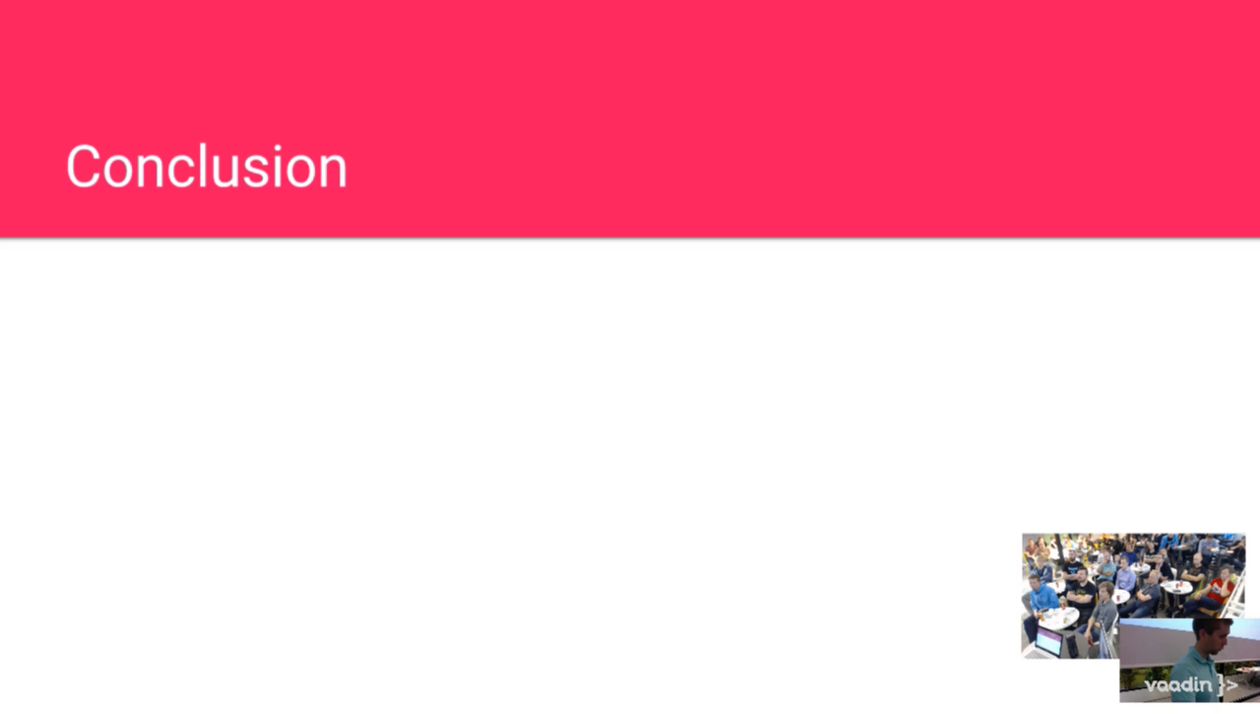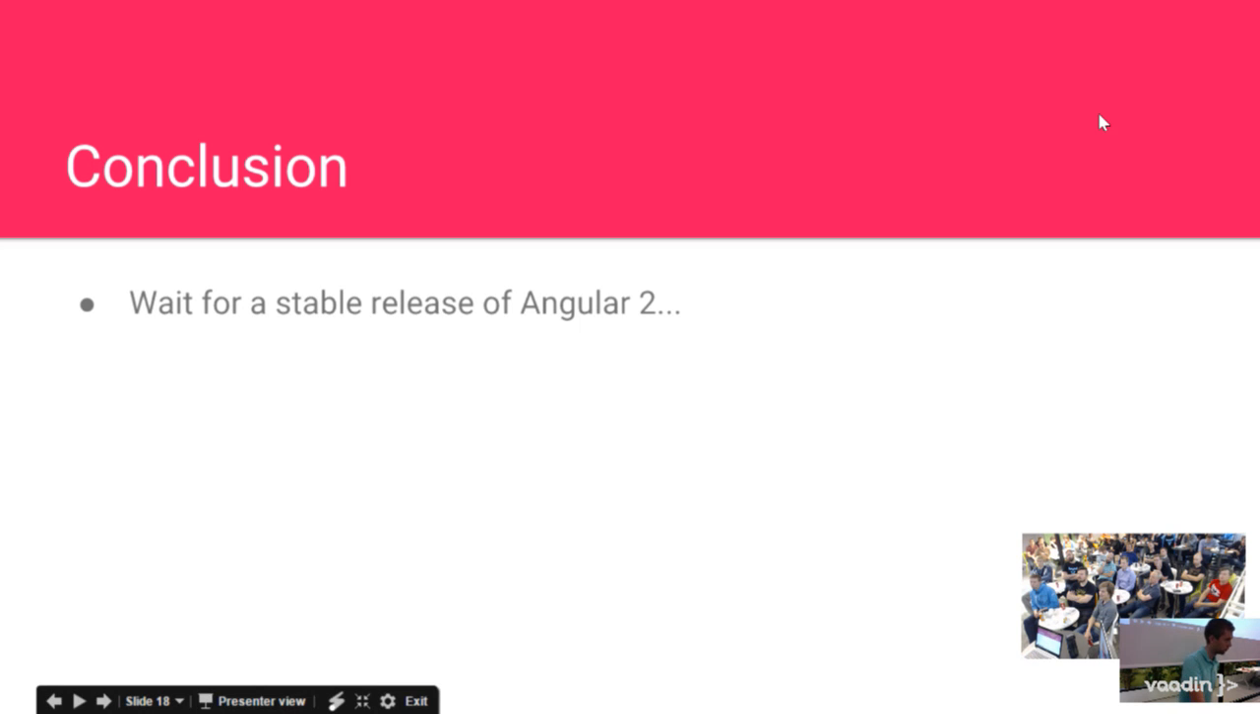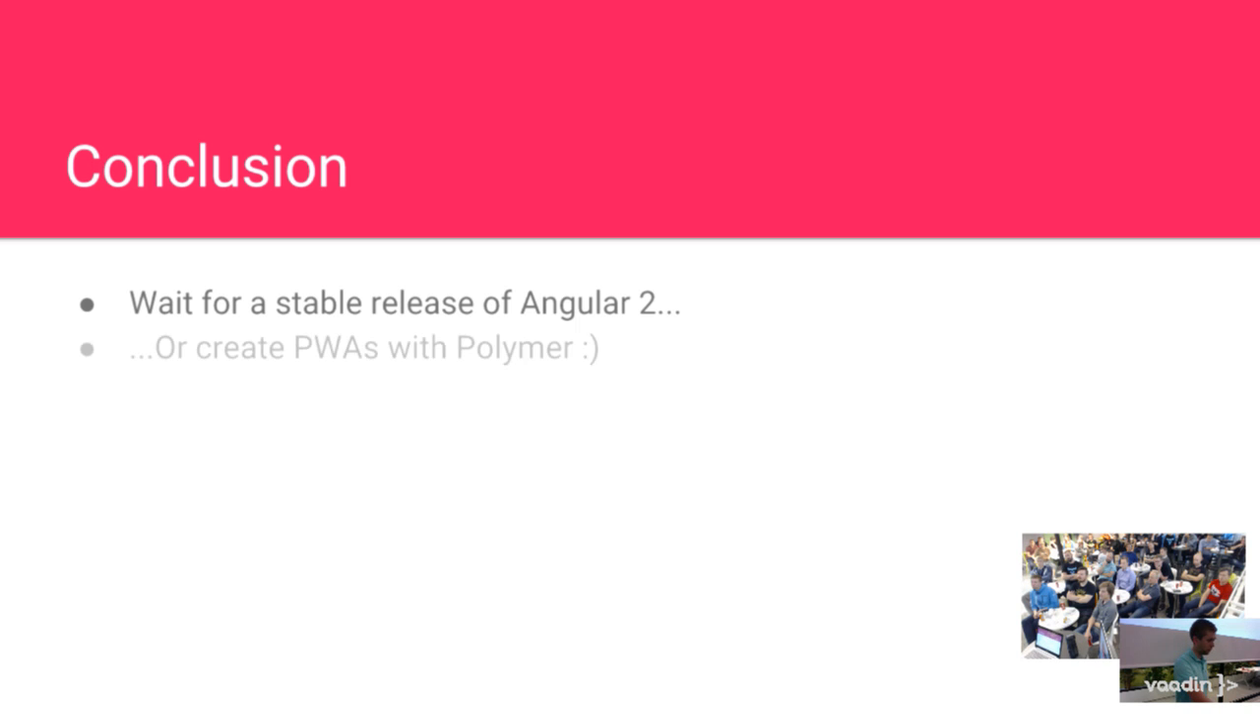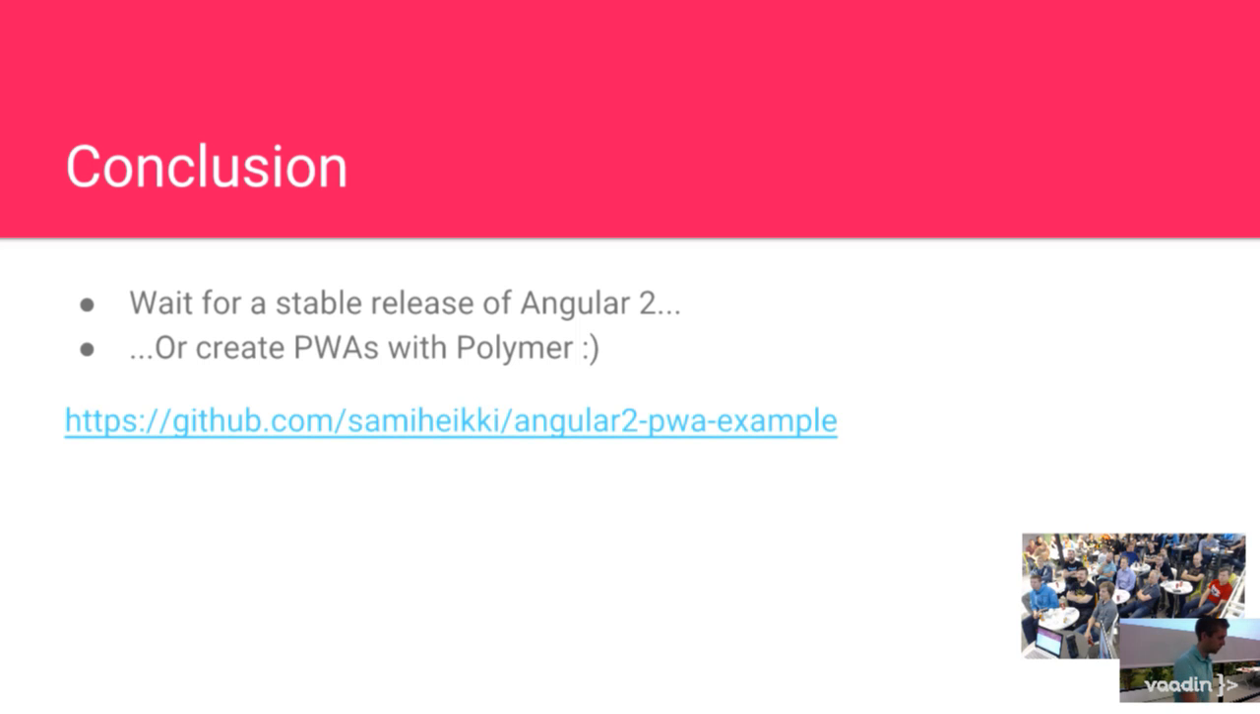But then a conclusion, what I learned and what is my advice for you: if you want to create a progressive web app using Angular 2, I'm hoping that you will wait for a stable release of Angular 2. Or create them with Polymer. That works fine too. I didn't have much time to present the actual application that I created, but you can find it on my GitHub if you want to check it out.